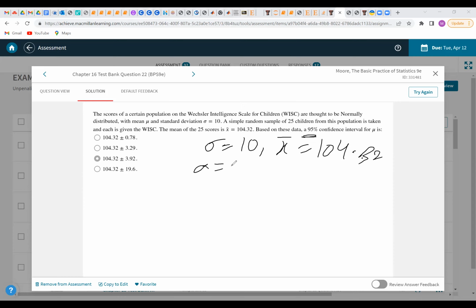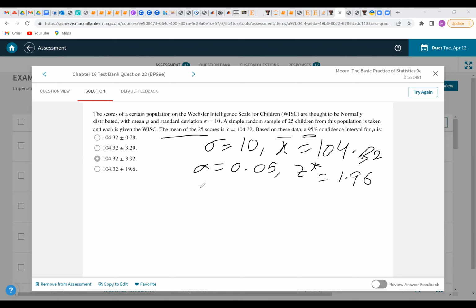So alpha is equal to 0.05. So z star will be then 1.96, because z star is z alpha over 2, and when alpha is 0.05, we have z star is 1.96. Okay, so now we need to construct the confidence interval.